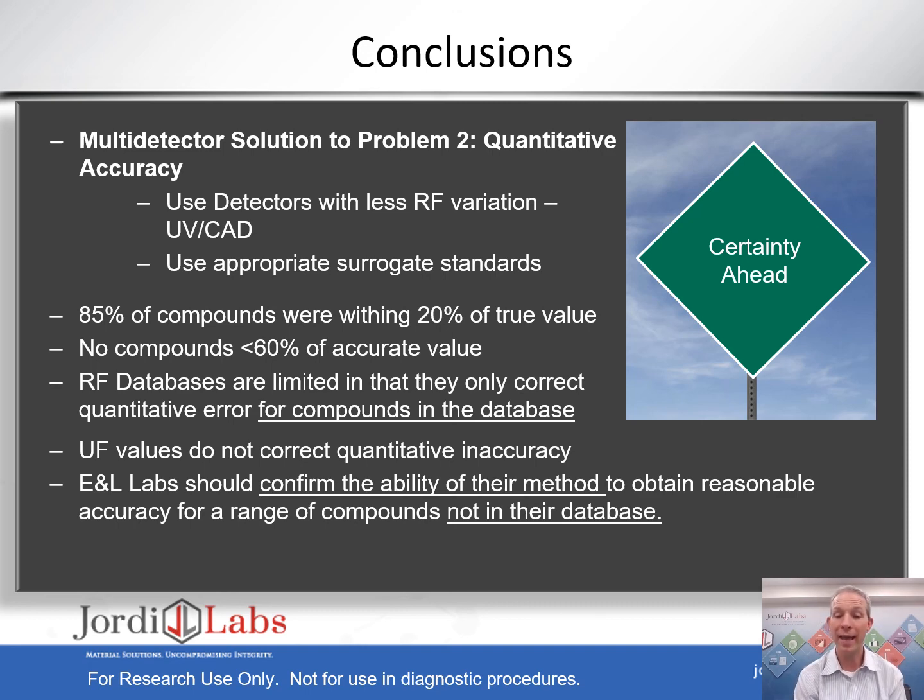We'd also, again, highlight the importance of appropriate surrogate standard selection. When we applied this approach to the database of extractables, we found that 85% of the compounds were within 20% of the true value, and no compound was less than 60% of the accurate value. RF databases are important, but they are limited in that they are only helpful for compounds contained in the database. We would also note that UF values do not correct for quantitative inaccuracy. Finally, we think it's important that E&L labs confirm the abilities of their methods to obtain reasonable accuracy for a broad range of compounds, some of which are not in their database.